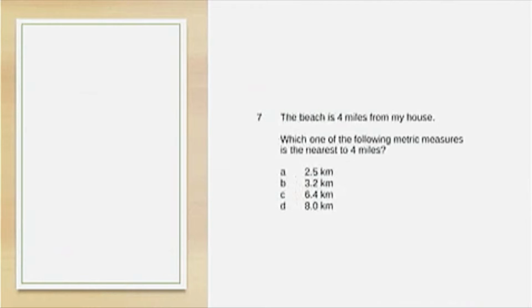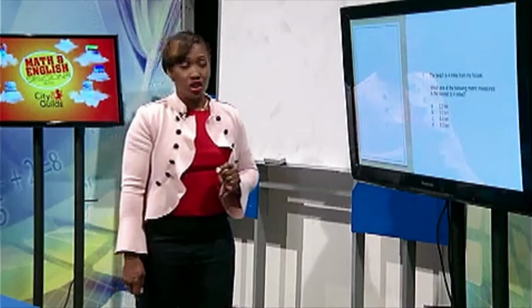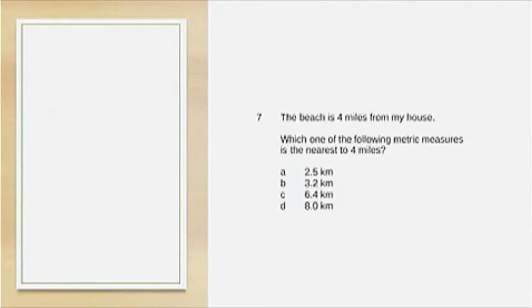All right. Next question. The beach is 4 miles from my house. Which one of the following metric measures is the nearest to 4 miles? Well, there are some things that you have to know in order to assess this question. But you can see right now that you have 4 miles and your options are in kilometers. So you're going to have to do some conversion. But let's look at the information that is there. What you need to know: what is the equivalent of 1 mile in kilometers?